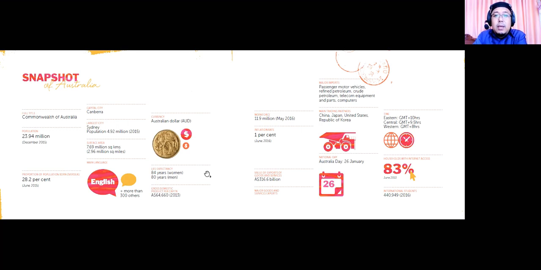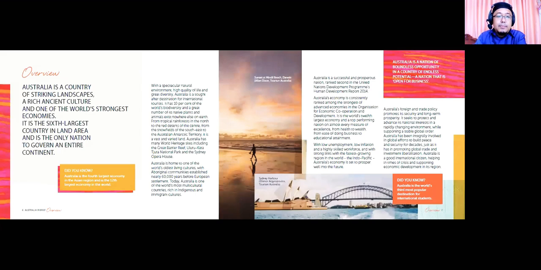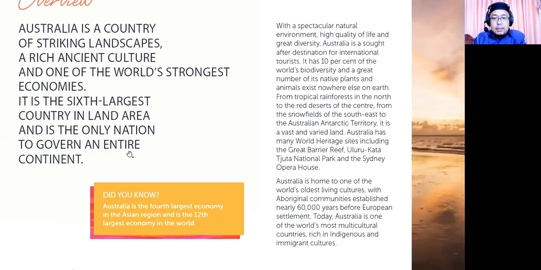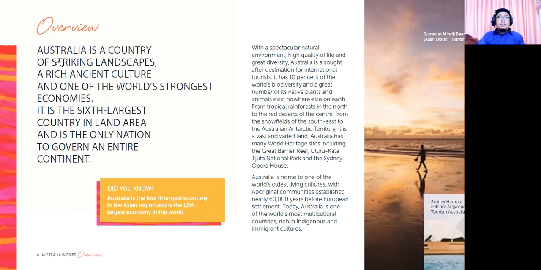Okay, now we move on to the next information about Australia. Now, let me make it bigger for you, this area. All right, so here it is. In terms of the overview, Australia is a country of striking landscapes, a rich ancient culture, and one of the world's strongest economies. It is the sixth largest country in land area and is the only nation to govern an entire continent. So that's impressive.